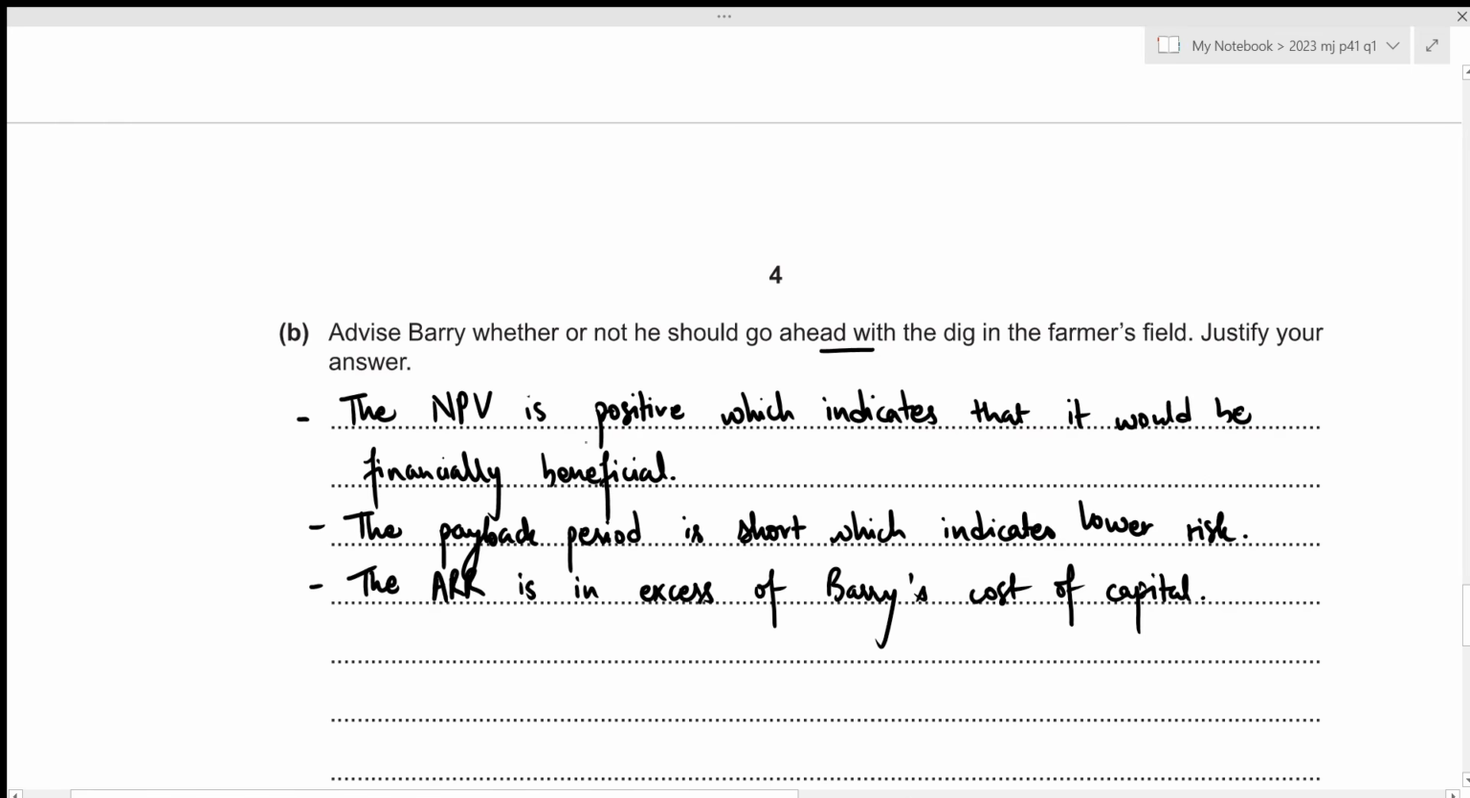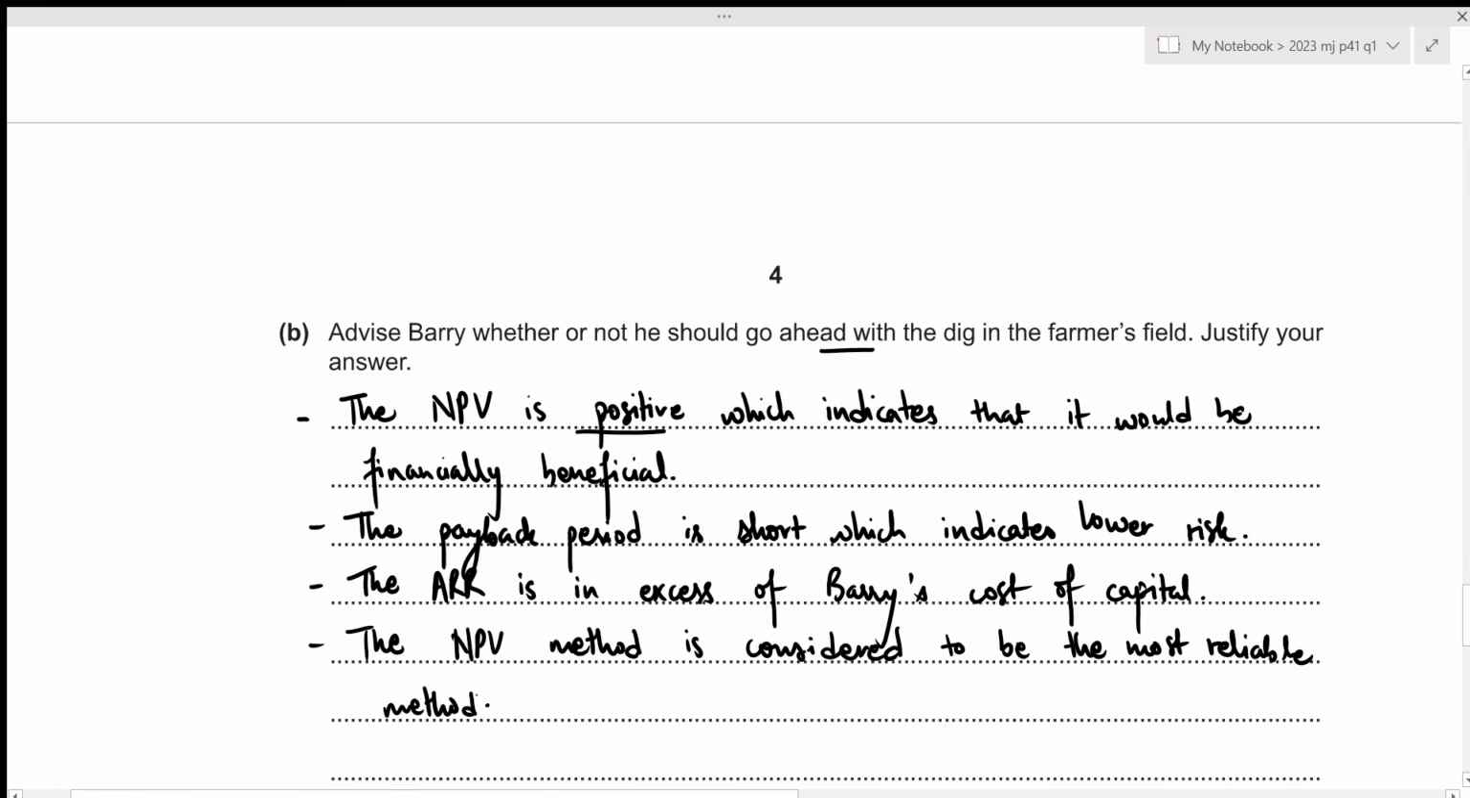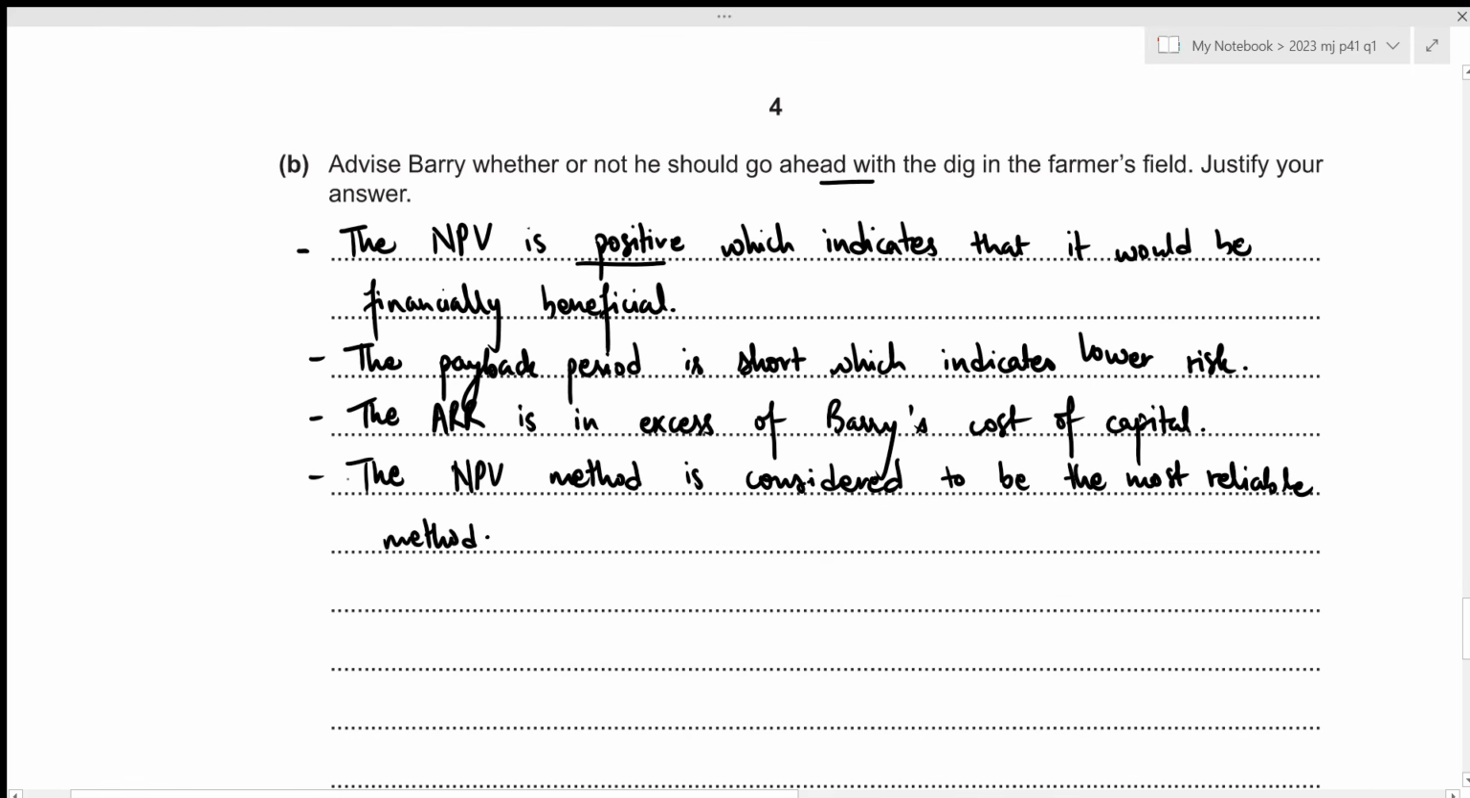So we know that NPV was positive, and also remember that NPV method is considered to be the most reliable method. So we can write that down as well. The net present value method is considered to be the most reliable method. And if it's positive, it just means that Barry should invest in this project.